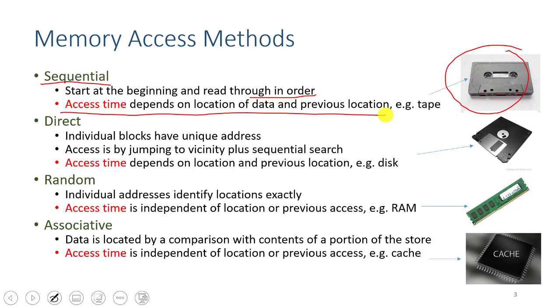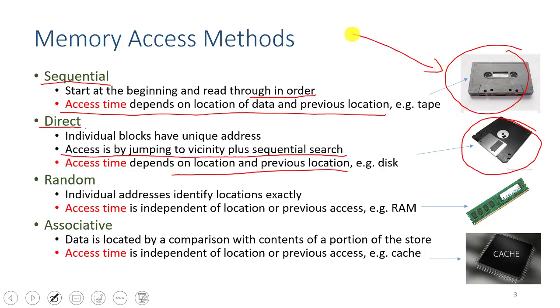The next type is the direct access memory, which has addresses of unique blocks in the magnetic tape. An example is the floppy disk and CD-ROM. So the access time is by jumping to the vicinity plus the sequential search. So the access depends on the location of the previous location. Now, just keep in mind, tapes are very slow. Floppy disks are much faster.